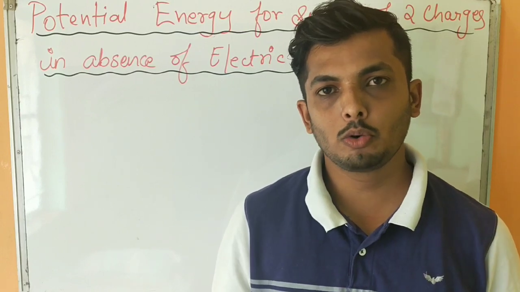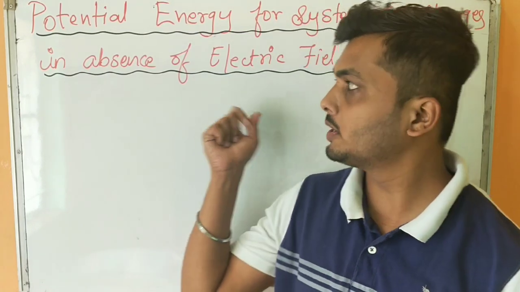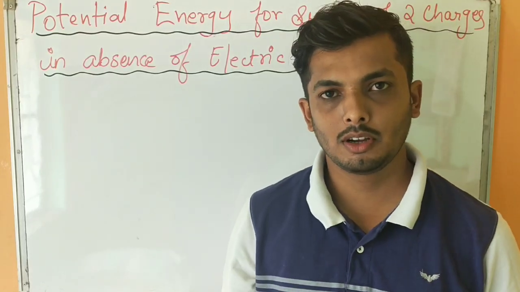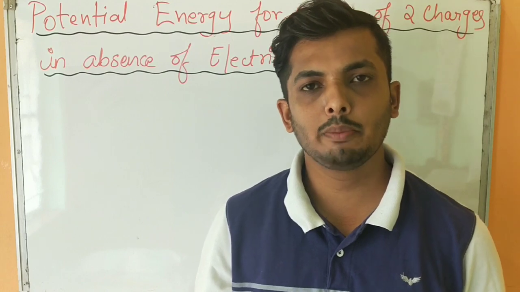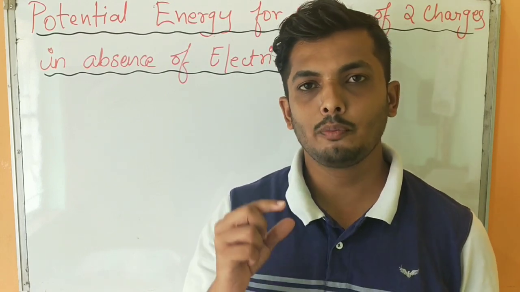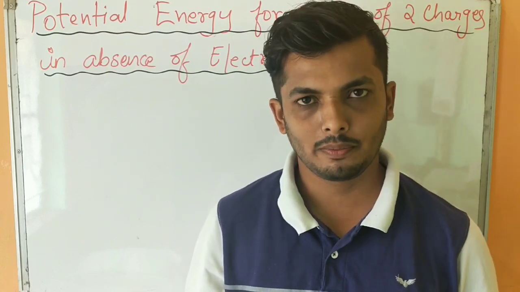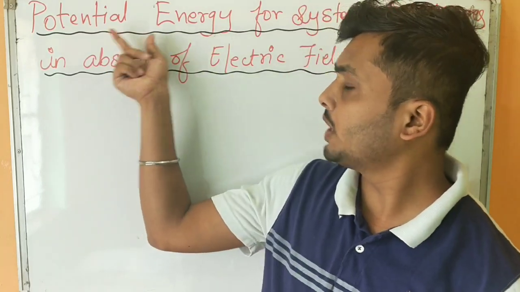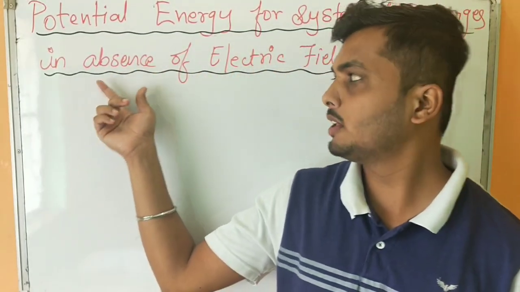So today we are going to determine the potential energy due to a system of two charged particles in the absence of an electric field. Now as you remember, electric potential is nothing but the amount of work done by a unit positive test charge in bringing that point from infinity to the point against the direction of the electric field. So today we are going to find the potential energy for a system of two charged particles in the absence of an electric field.